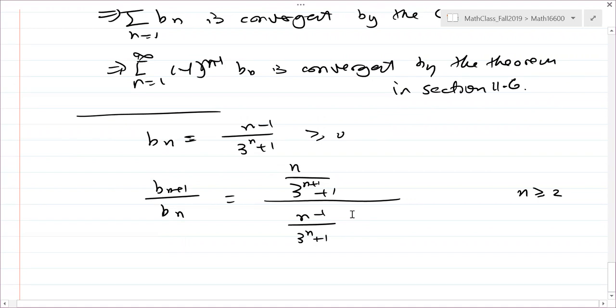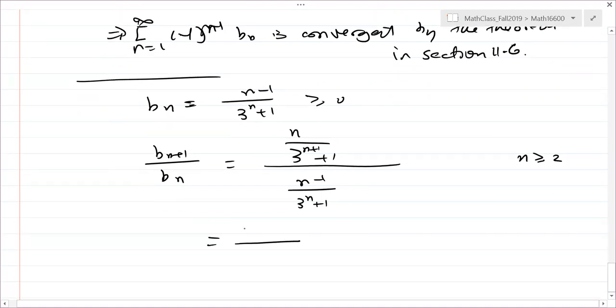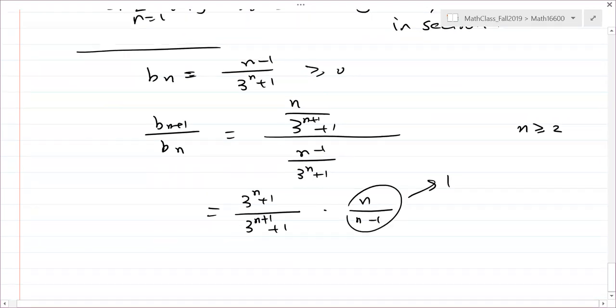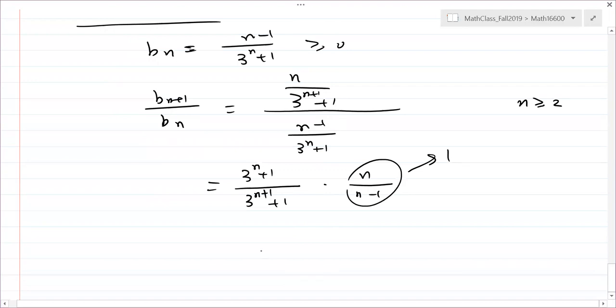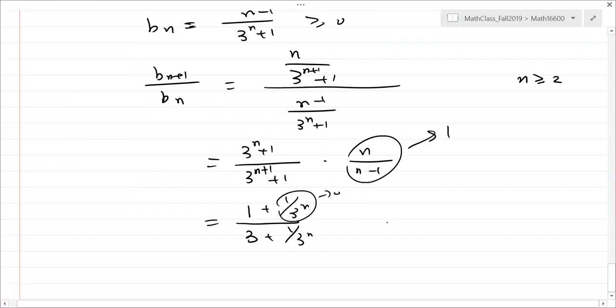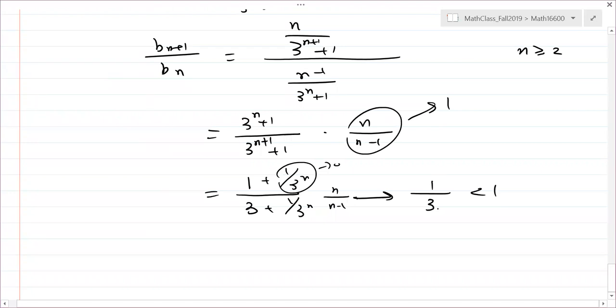After you simplify it, you get 3 to the n plus 1 over 3 to the n plus 1, times n over n minus 1. Clearly this approaches 1/3. Why is it 1/3? Because you can divide by 3 to the n, and this will be 3 plus 1 over 3 to the n. This approaches 1/3 because each term approaches its limit. So eventually this approaches 1/3, and 1/3 is less than 1.